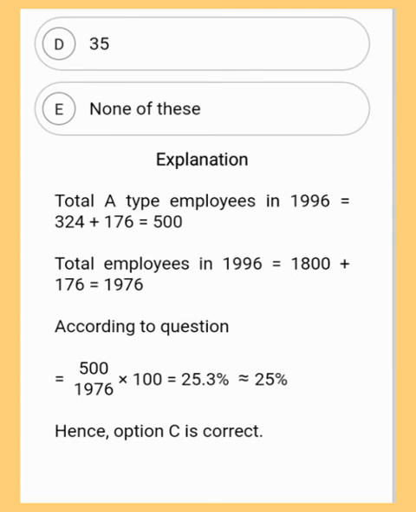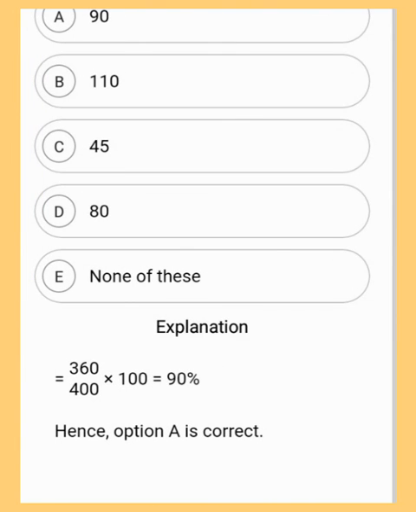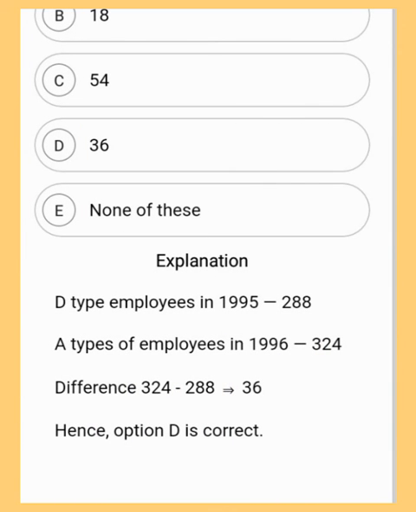Moving to the next question. Here it's quite easy. 360 by 400 into 100, which is equal to 90%. Hence option A is the correct answer. Moving to the fourth question. D-type employees in 1995 is equal to 288. A-type employees in 1996 is 324. Difference is equal to 324 minus 288, which is 36. Hence option D is the correct answer.